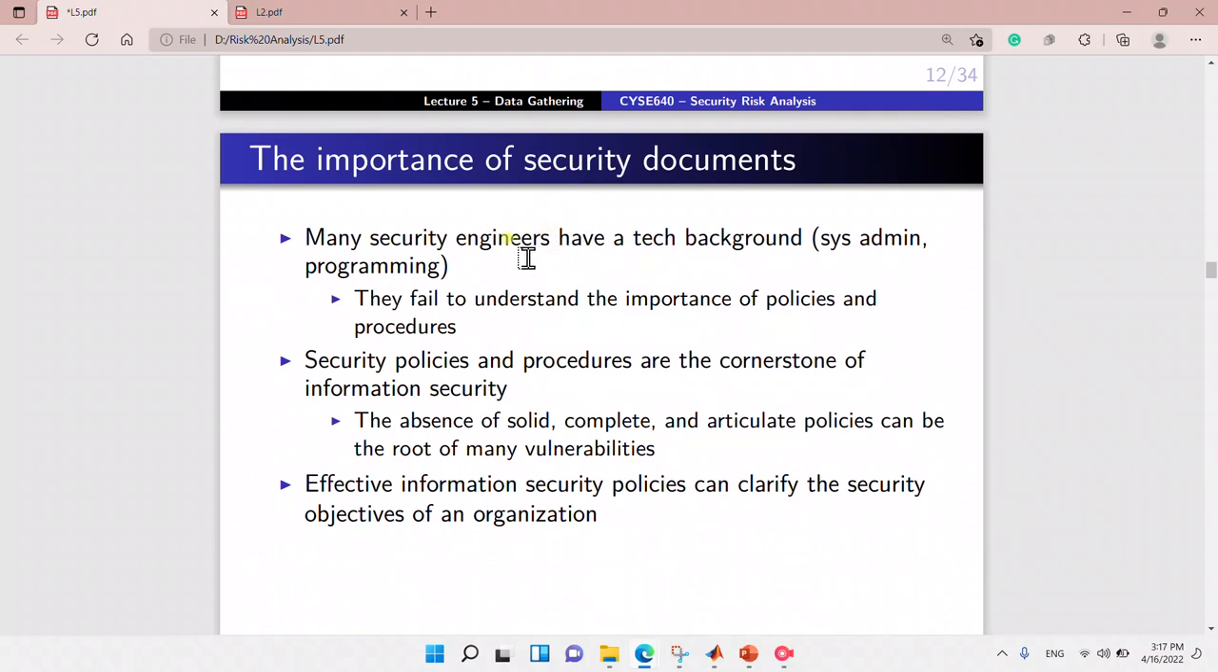اوكي أهمية ال security documents، اوكي they fail to understand the importance of policies and procedures. Okay. Security policies and procedures are cornerstone of information security.